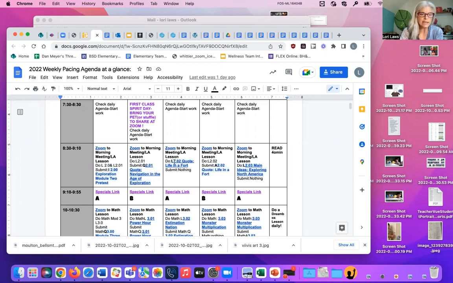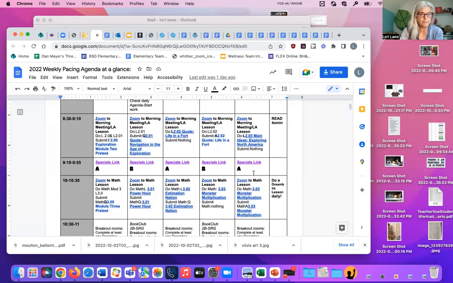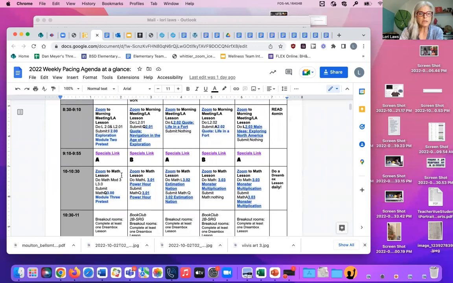The next day we'll do lesson 2.02, but you can see submit nothing that day. So you have 2 days for that lesson. And then on Thursday, lesson 2.02, and you're going to submit the assignment, Life in a Fort. And I'll go over that. And then lesson 2.03 on Friday, but you have until Monday to submit that one. You've got AB schedule here.